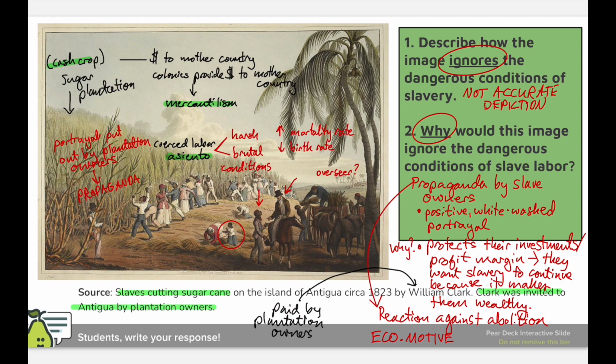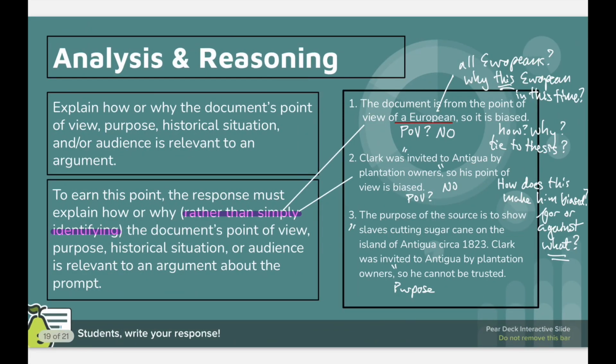Now you would think that with this being a painting, it would be really difficult to copy and paste, right? And so what most students do in error is that when they try to summarize the document, they just copy the source line. Slaves cutting sugarcane on the island of Antigua. At this time, Clark was invited by plantation owners. Y'all, that's word for word what the source line said, okay, in this document. So if we put quotation marks around everything that was copied word for word and then cross it out because we can't grade that, we're left with the purpose of the source is to show, so he cannot be trusted.